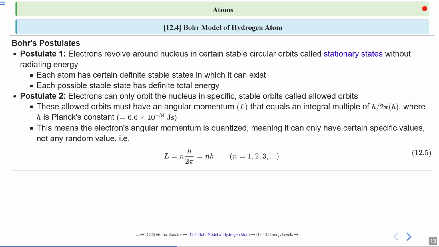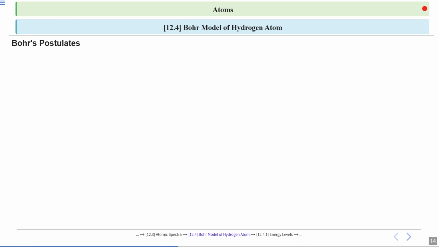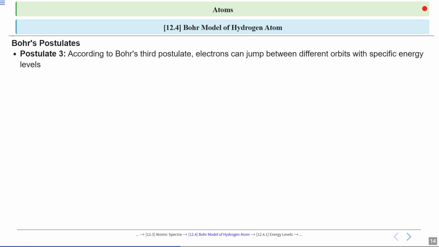Kilometer meter square per second. This formula shows us exactly which angular momentum values are possible for electrons in an atom. So according to Bohr's third postulate, electrons can jump between specific orbits, each with its own energy level. These orbits are like steps on a ladder. Electron can't exist between them, only on the steps themselves.